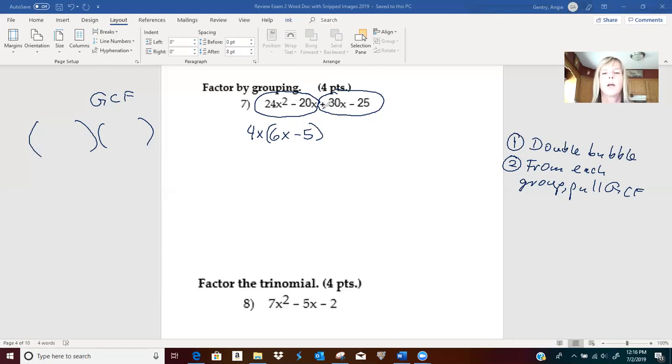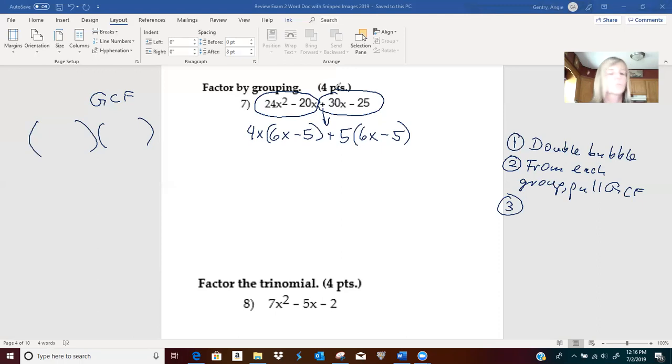Then you bring down this sign. So if it's a negative, you need to bring down a negative, but it's a plus. And then they both have a 5. And then you say 5 times what is 30x? 6x. 5 times what is negative 25? Negative 5. And then, so step 1 was double bubble. Step 2, from each group, pull the GCF. Step 3, you now need to recognize that you have 2 terms. So you went, and I want to highlight this.